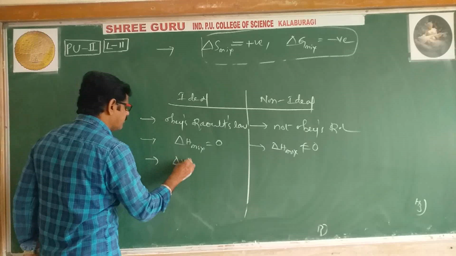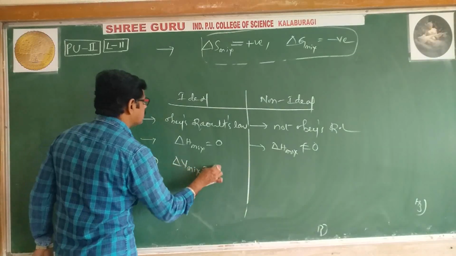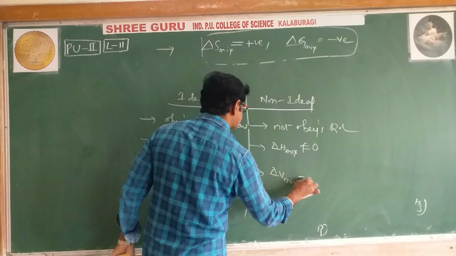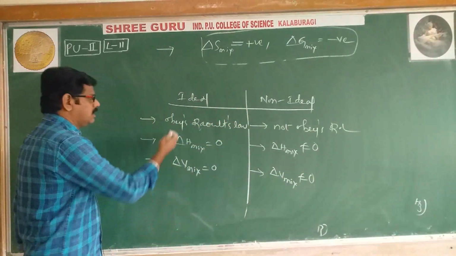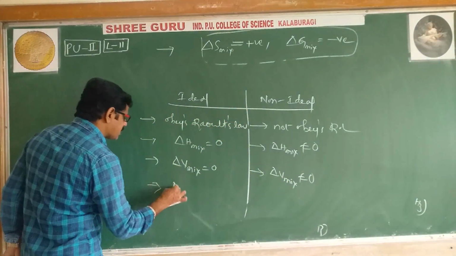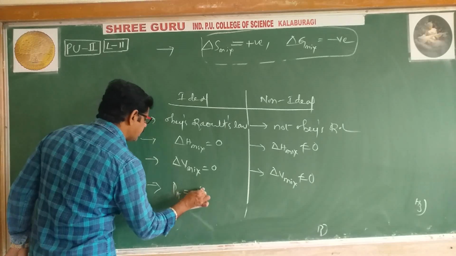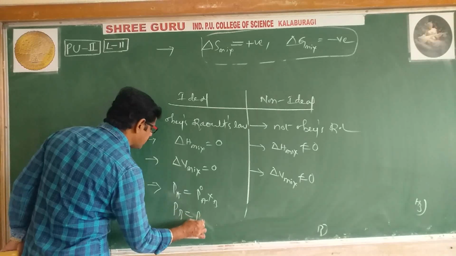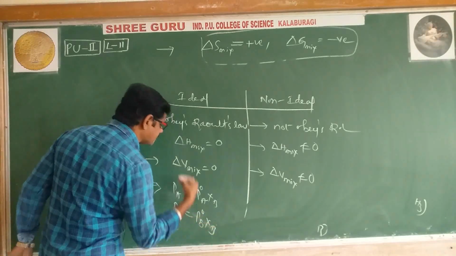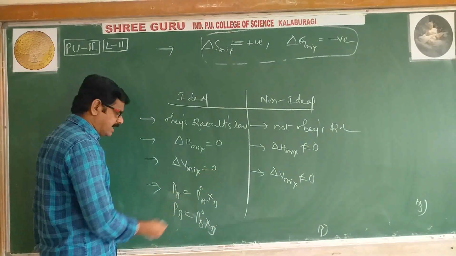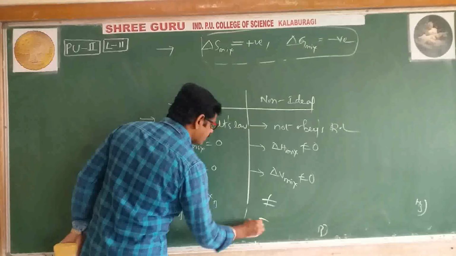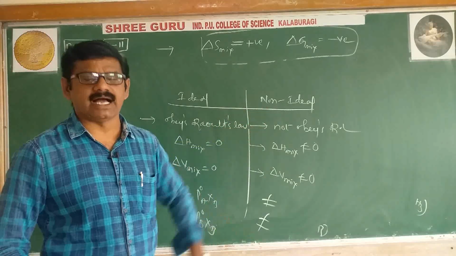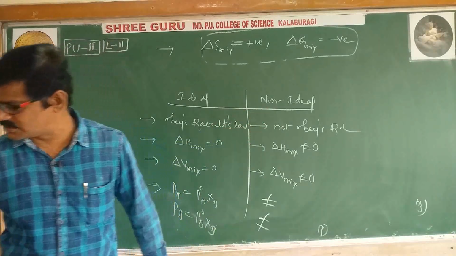And delta V mixture, here, is not equal to 0. And here we can write PA equal to PA naught XA and PB equal to PB naught XB in case of ideal. In between, you have to write not equal, that's it. These are the differences between ideal as well as non-ideal solutions.